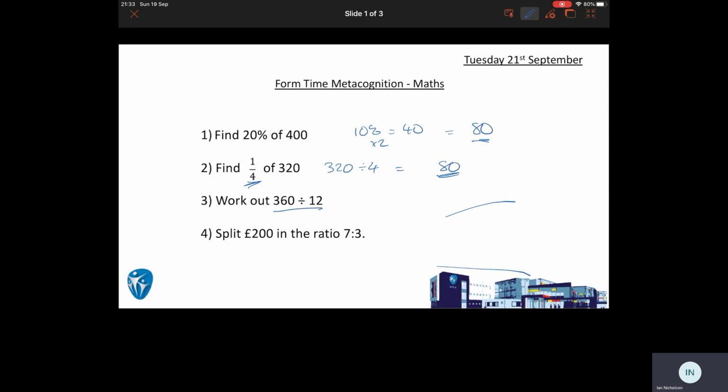Next one, 360 divided by 12. So first of all, just do 36 divided by 12, which gives you 3, and then the 0 on the end. And then the last one, we're splitting £200 in the ratio 7 to 3. So 7 to 3 gives us a total of 10 parts. 10 parts is being split by 200. 200 divided by 10 is 20. Times them both by 20. Eventually, you'll get £140 and £60.